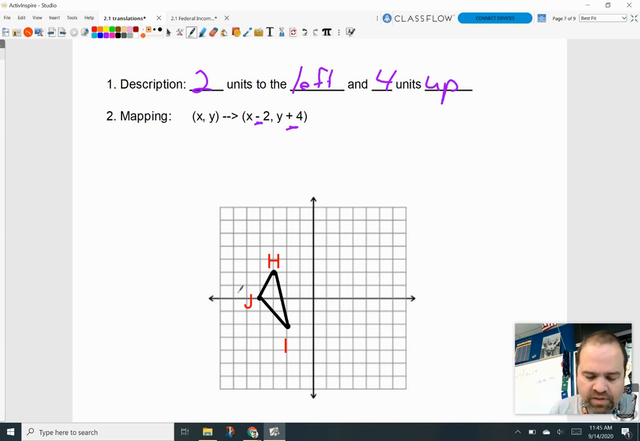So 2 to the left, 1, 2, and 4 up, 1, 2, 3, 4. 2 to the left and 4 up. J, H, 2 to the left and 4 up. The more precise you are with these, the better your picture is going to look. If I had graph paper and a ruler, I'd have a nice, neat copy of my original. These were primes. I forgot to put that on my J and my H.